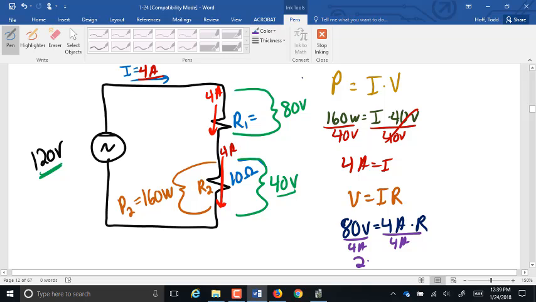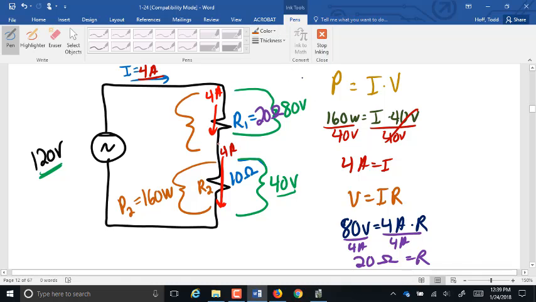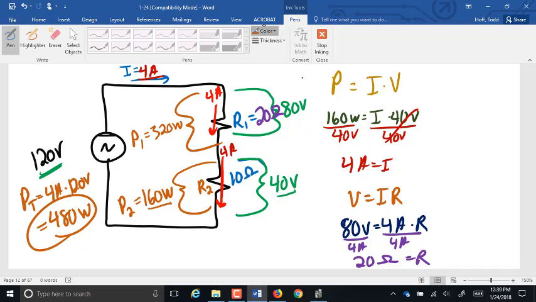80 volts divided by 4 amps is 20 ohms of resistance. And of course, the power dissipated there: our total power is 4 amps times 120 volts, so 480 watts. We had 160 here. This has to be 320. I didn't ask you for those other parts, but all of this could have been solved by ratios.